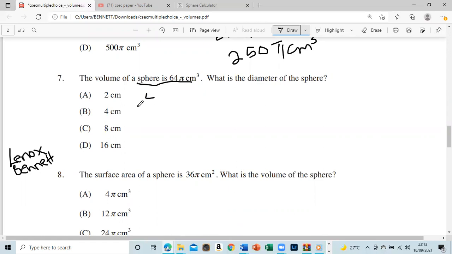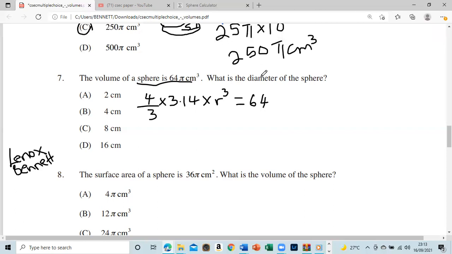So the 4 upon 3. Remember, we discussed the formula at the top. It's 4 thirds pi. We take pi as 3.14. I don't know how I'm going to explain working this out without a calculator. Times r cubed. We don't know what r is, right? But if we find the r, we can double the r to get the diameter. So I'm trying to get the radius.